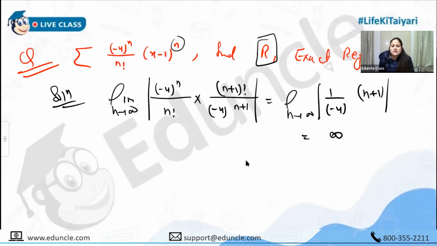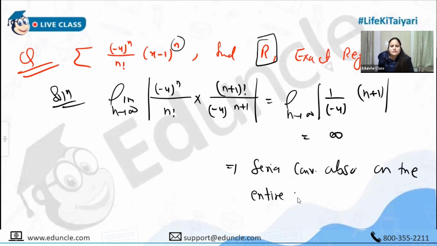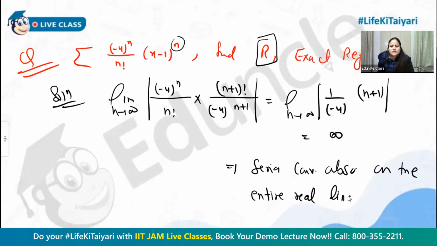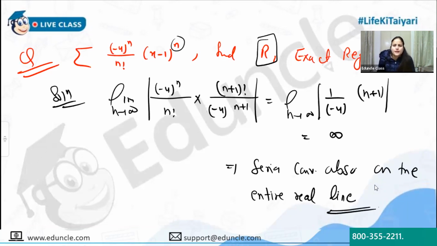So the radius is infinity, which implies the series converges absolutely on the entire real line. There are quite a lot of questions to solve on power series, so we will do them in the next class.